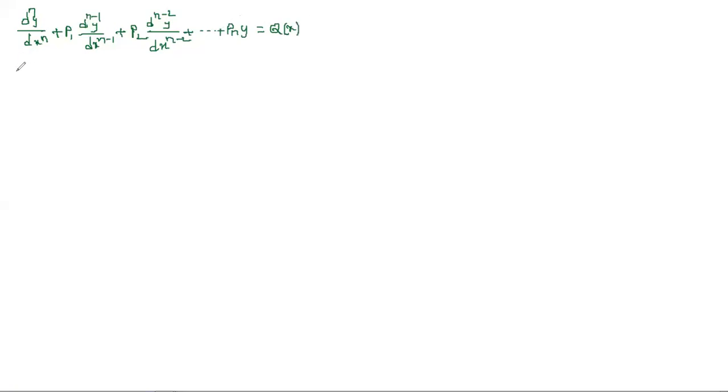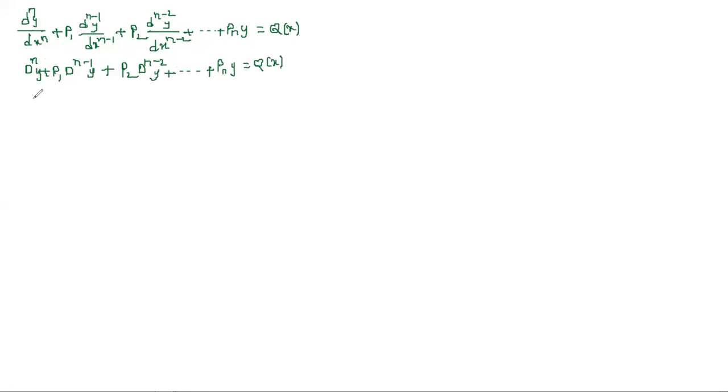And next we wrote this one in an operator form. So how to write the operator form? D^n y plus p1 into D^(n-1) into y plus p2 into D^(n-2) into y plus and so on plus pn into y, where p1, p2 and so on pn are nothing but variable coefficients, and we are discussing here constant coefficients. So for that, p1, p2 and so on pn are constant coefficients.